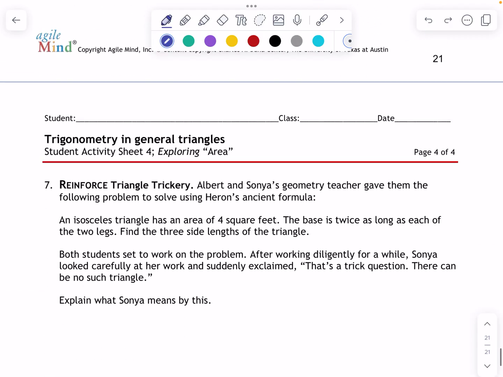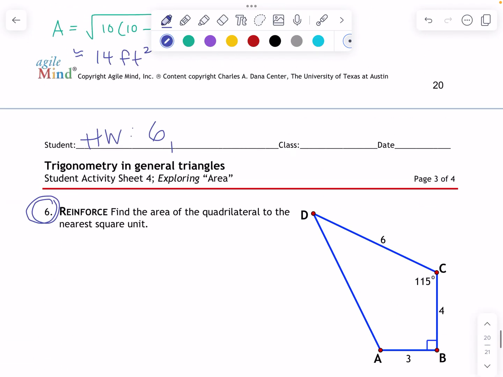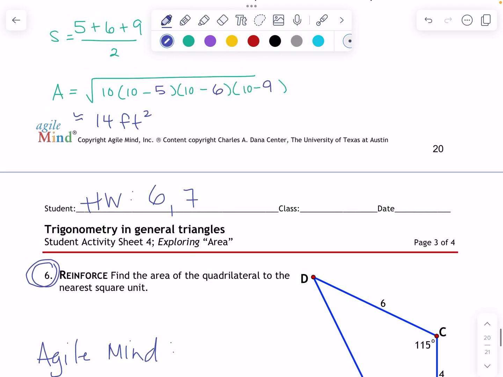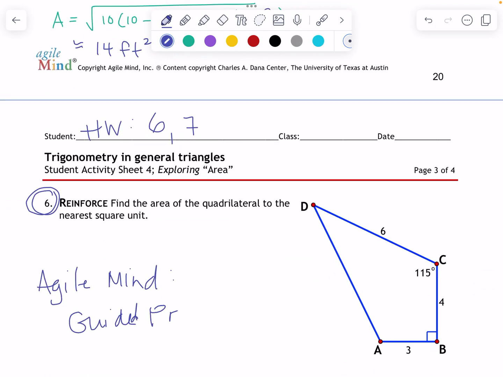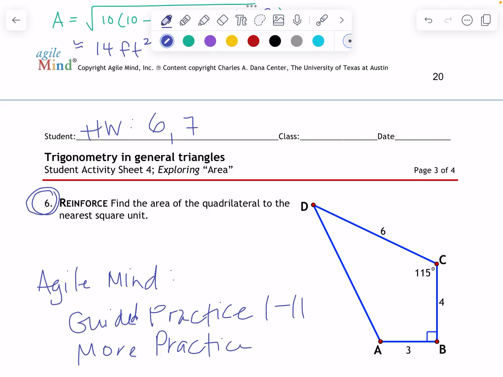I also want you to take a look at number 7. Okay, taking a look at both of those. And then your job with the rest of the class time that we have today is to finish up Agile Mind. We are going to do all of the guided practice. So at this point we got 1 through 11, and then we're also going to finish up our more practice. You should have already done 1 through 7, so now we're going to finish this up with 8 through 10. All right, good luck, and let me know if you have any questions.